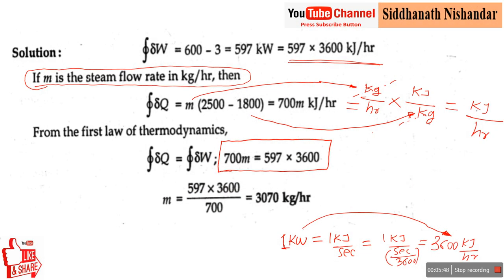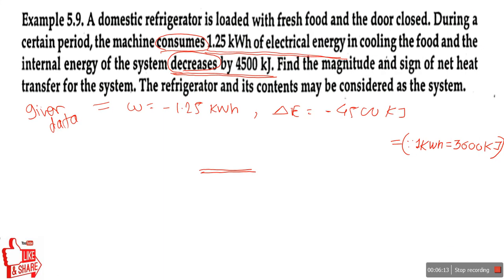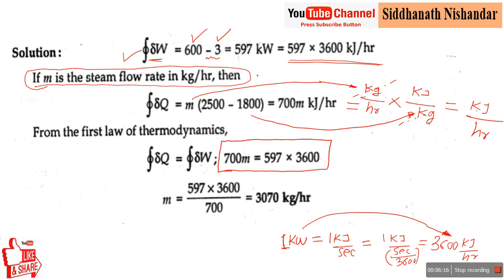First, you know that it follows the first law of thermodynamics. So it is the summation, when the system undergoes a cyclic process, the summation of W. 600 is positive because it is the work developed by the turbine. Minus sign, why is there a minus sign for work? Because it is the work consumed by the pump. So we take the summation here, and we can get around 597 kilowatt.